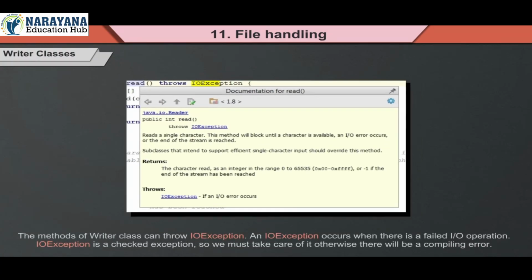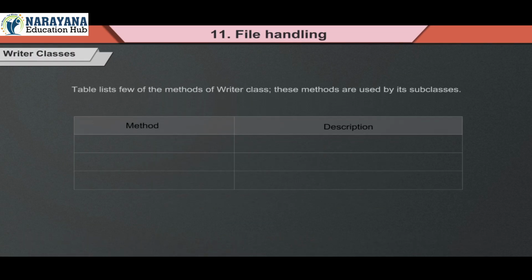The methods of the Writer class can throw IOException. An IOException occurs when there is a failed IO operation. IOException is a checked exception, so we must take care of it, otherwise there will be a compiling error. The table lists a few of the methods of the Writer class. These methods are used by its subclasses.